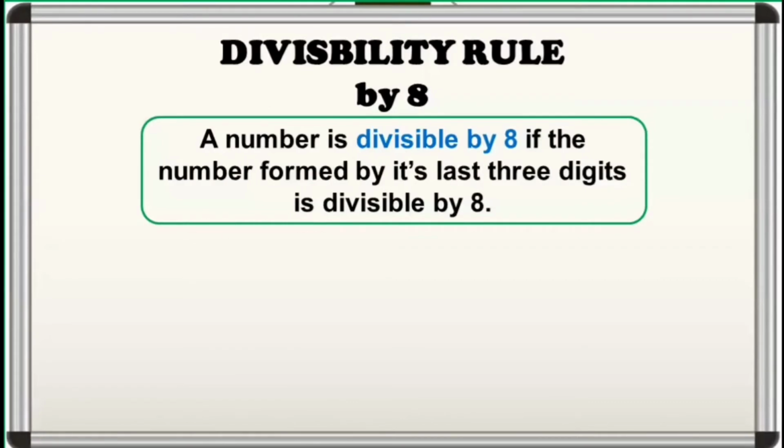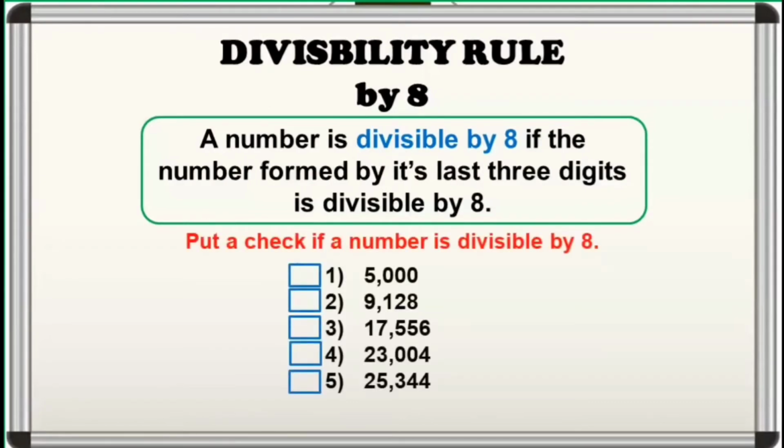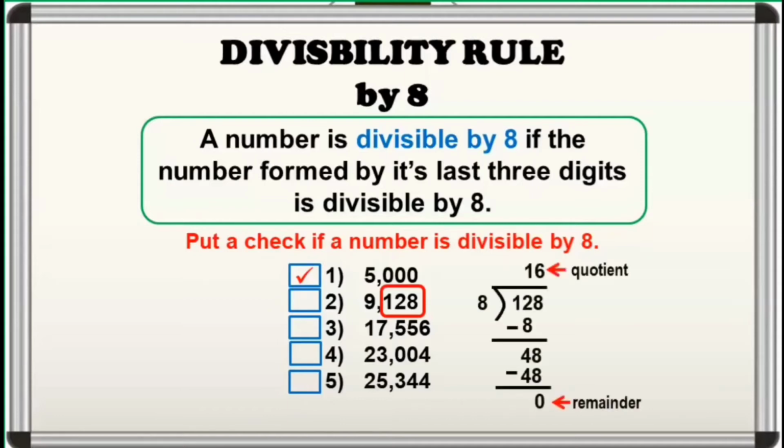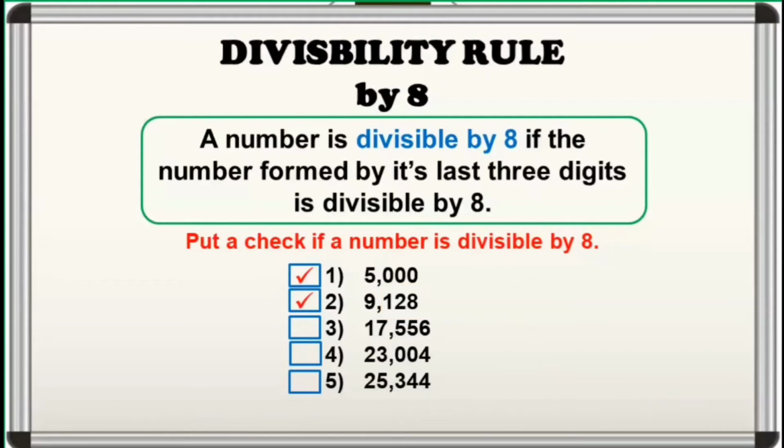For instance, put a check if a number is divisible by 8. For the first item, its last 3 digits form the number 0. And we know that 0 is divisible by 8. Hence, the given number is divisible by 8. For the second item, its last 3 digits form the number 128. And dividing by 8 leaves a remainder 0. So, it is divisible by 8. Hence, the given number is also divisible by 8.